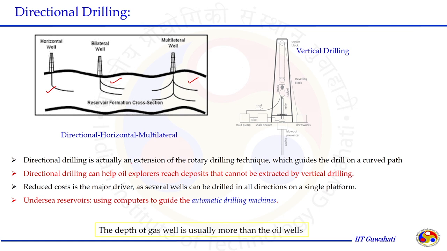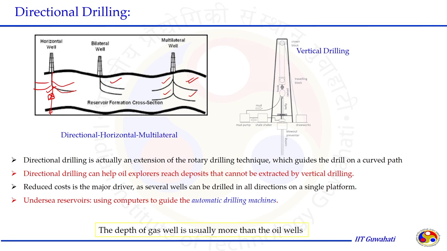Usually the depth of gas wells is more than oil wells. So when we are going deeper in the search of the gas well, directional drilling can help us, because for example, we are drilling up to certain depth and we are not getting crude oil or natural gas. Then we can use some packers to seal this well and start drilling from a certain length in the other direction, like in the multilateral wells where we are searching in the other direction. So this kind of directional drilling helps a lot to classify the successful well and the unsuccessful well.